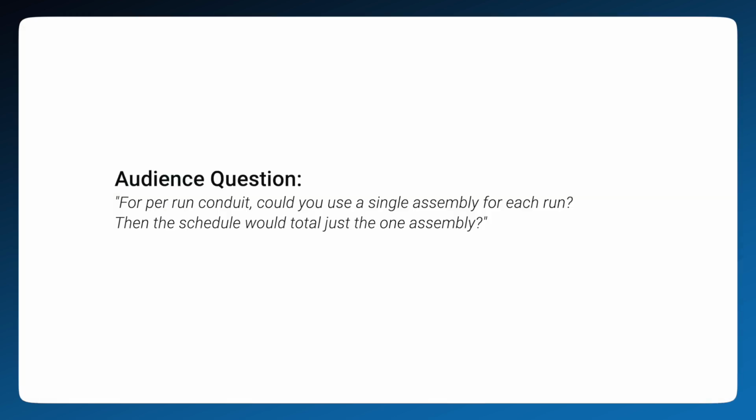Yeah, we can run a single assembly for every run, but that's a lot of assemblies you'd have to do. Maybe there might be other ways to do it. So if we do a per conduit run, to know how much conduit is used in one single run and make a separate assembly for each one, that would be a lot of assemblies, but there might be better ways to do it.